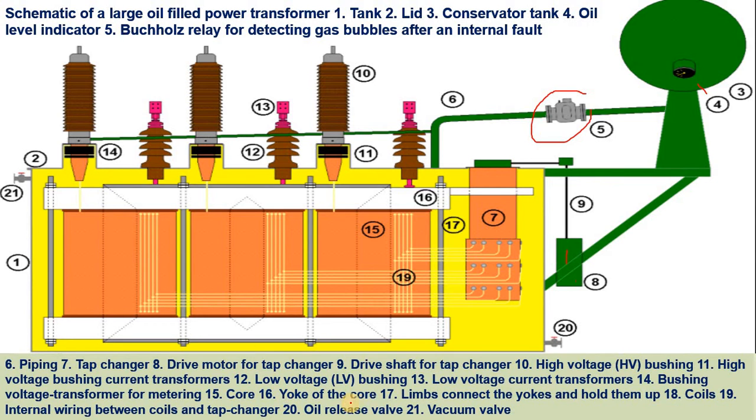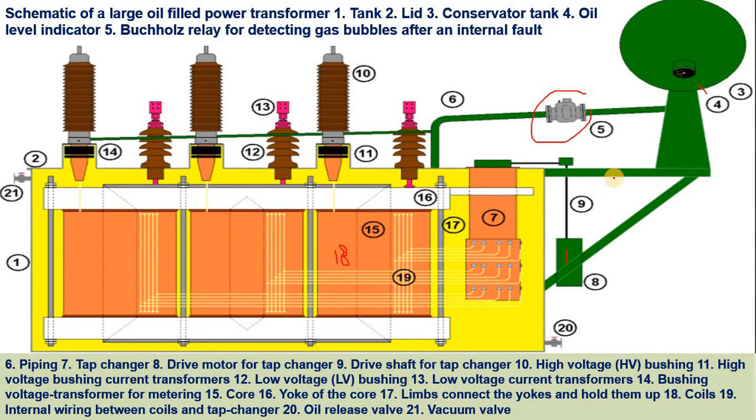The second is the yoke of the core. Number 17 is the limb, connected to and holding up. Then number 18 is the coils. These are the coils over here. Okay, this is number 18. These are the coils over here.